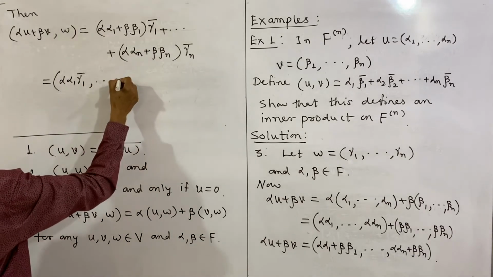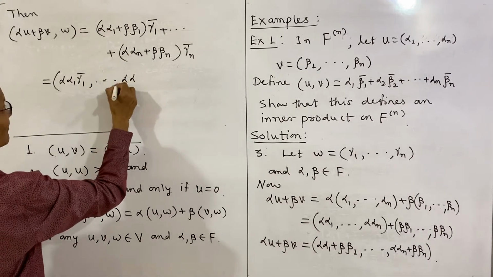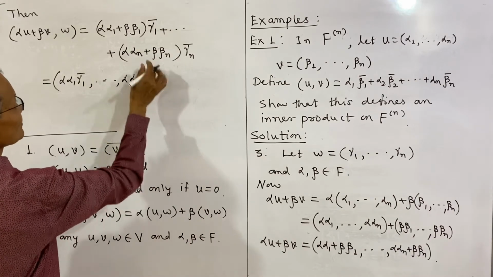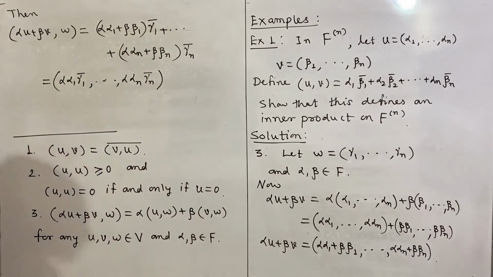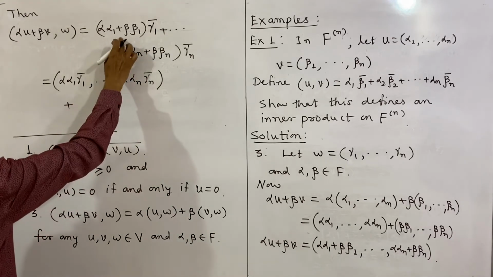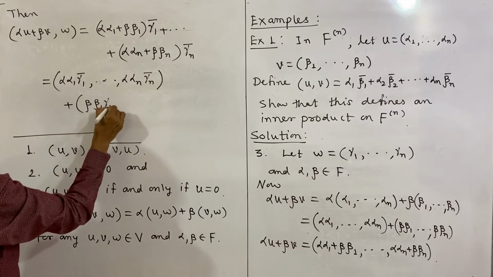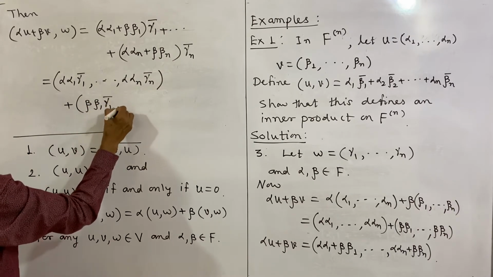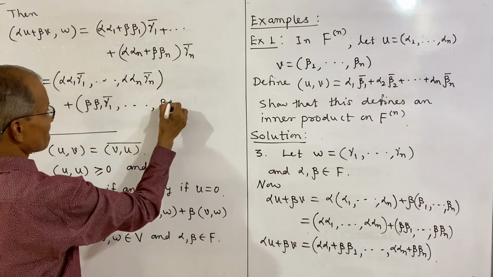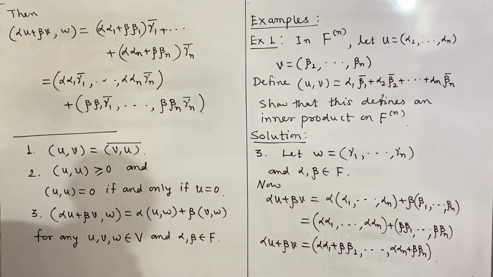That is the first vector, plus the last will be alpha n conjugate of gamma n. So this alpha part we have separated. Now in the second part we will write beta. So beta 1 conjugate of gamma 1, and so on, beta n conjugate of gamma n. So this we have expressed.